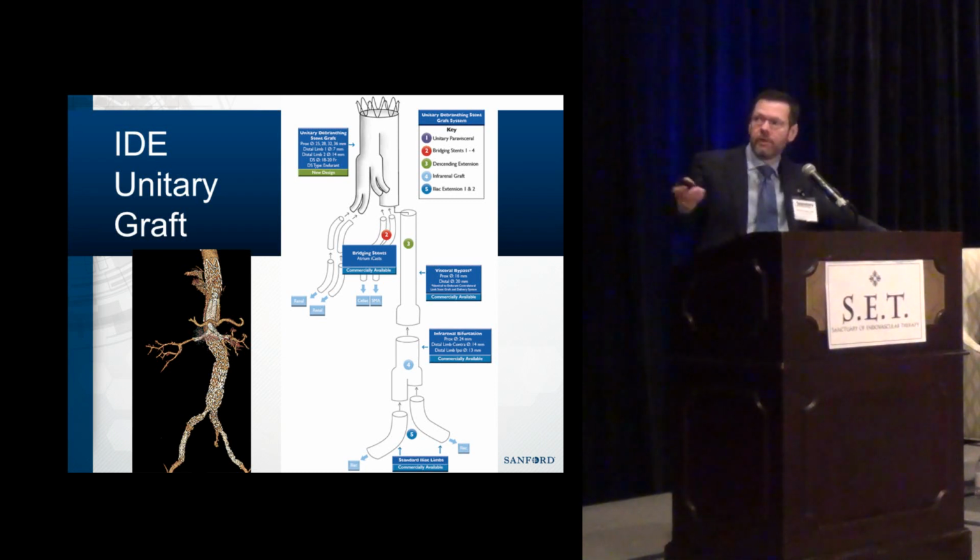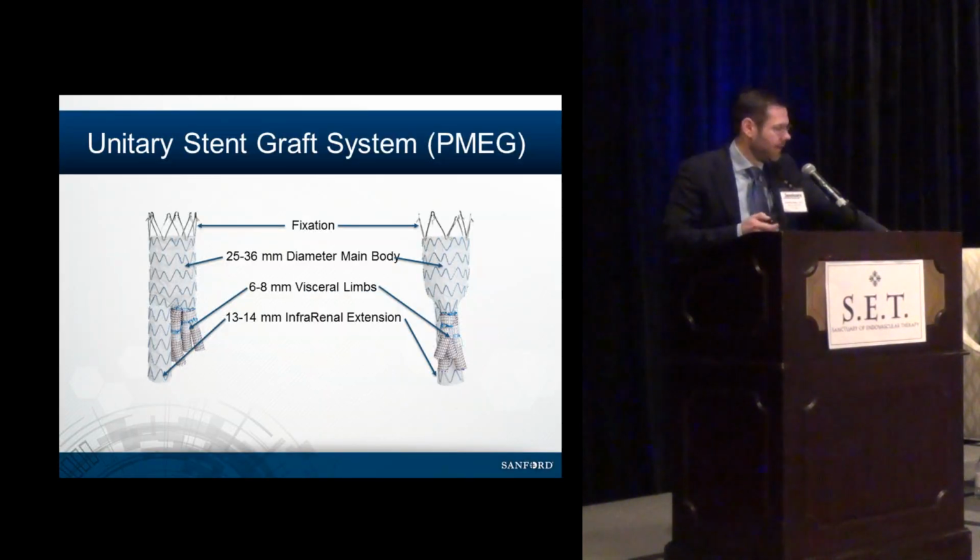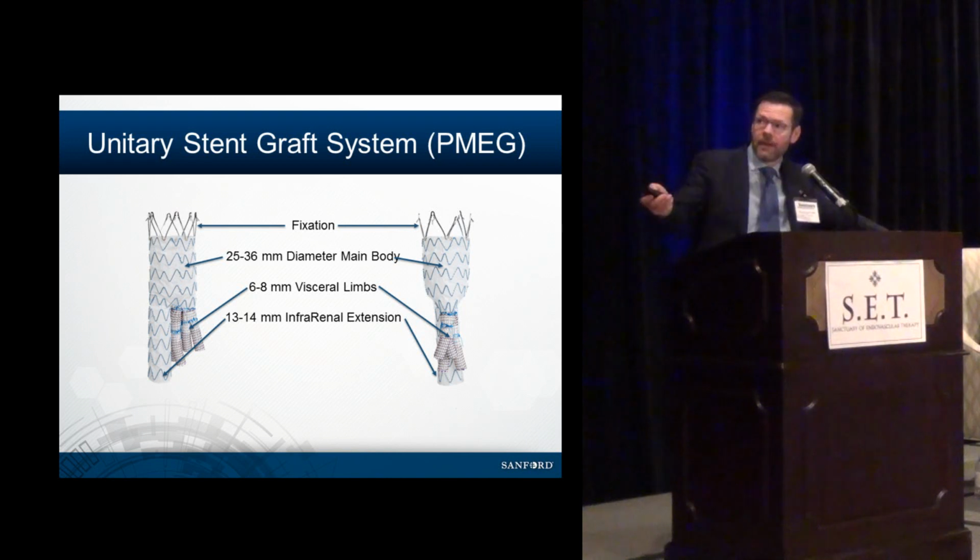You can see here we divide that aortic flow from a standard, we use an Endurant at this point in time. We divide it into an infrarenal bypass and then to a visceral segment. And this is just some examples of the size. In our limbs, we ranged from 6 to 8 millimeters, depending on our native vessel sizes.